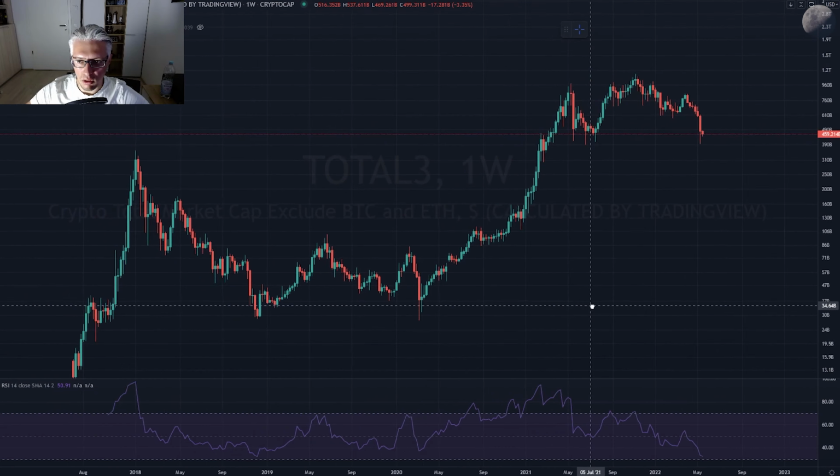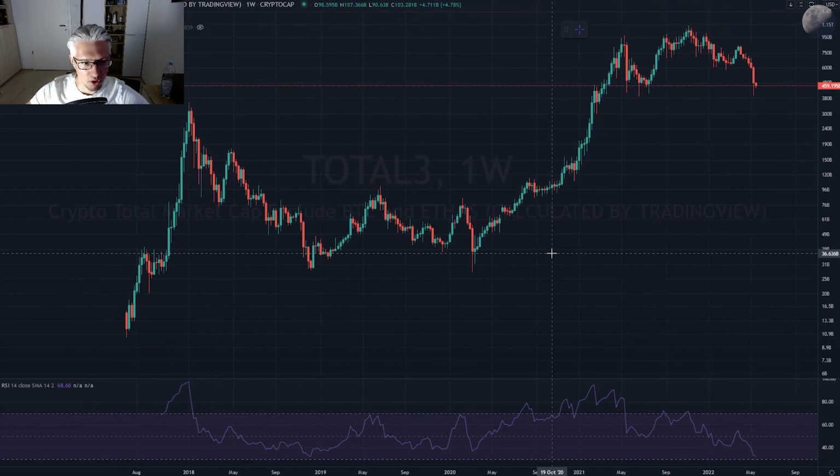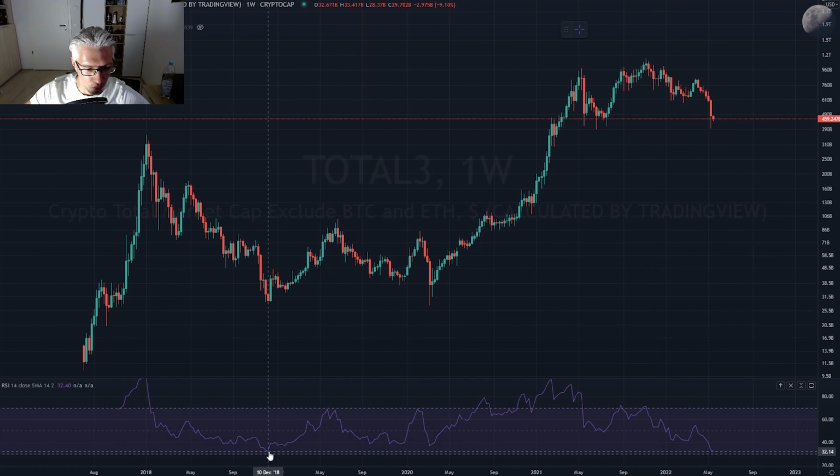And looking at the altcoin market cap, we can see interestingly that the weekly RSI of the total three, which is all altcoins without Ethereum and Bitcoin, is actually the lowest it has ever been, or let's say it's on par with the low in December 2018. So we are now seeing levels of the last bear market in December 2018. Just think about it.